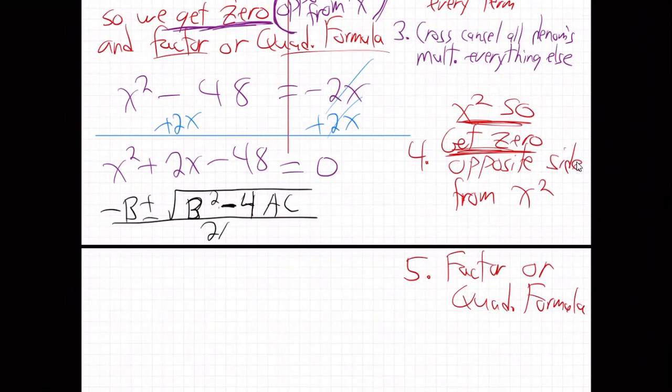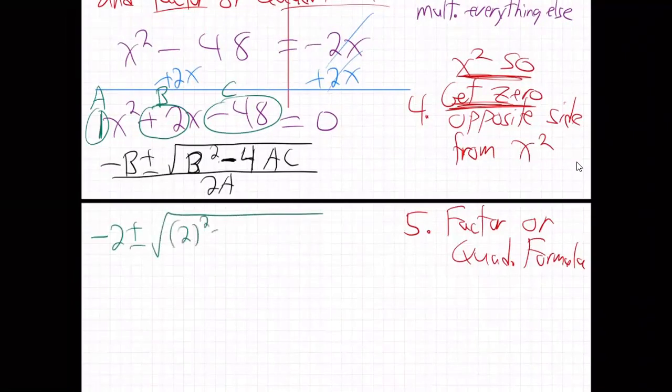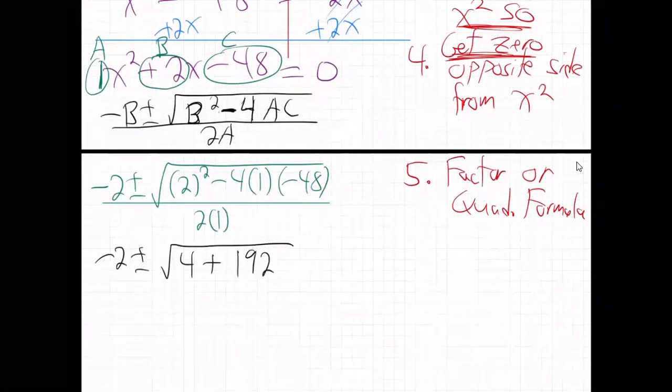So this is the a. The a is 1. The b is 2. The c is negative 48. Let's plug them in. Negative b, negative 2, plus or minus square root b squared minus 4 times a times c all over 2a. Where does that leave us? Minus 2 plus or minus the square root 4 plus, I think it's 192. Let me check. Yeah. Hey, watch out there. Really easy mistake to make. See how the 2 negatives made positive?